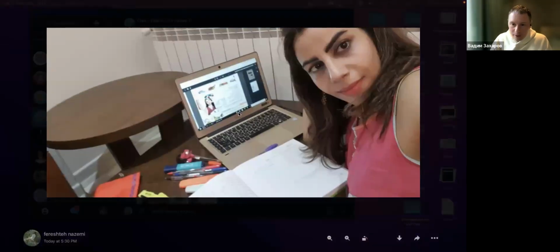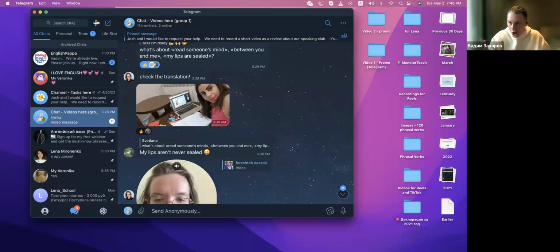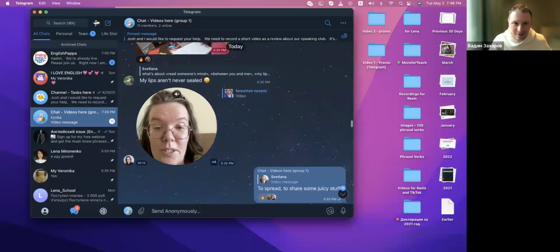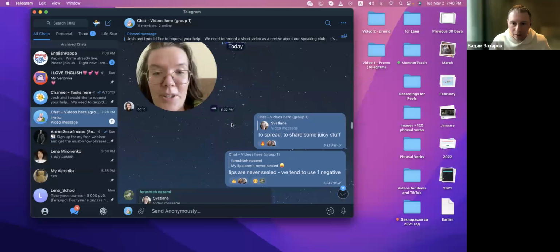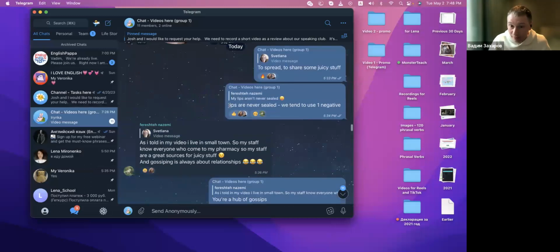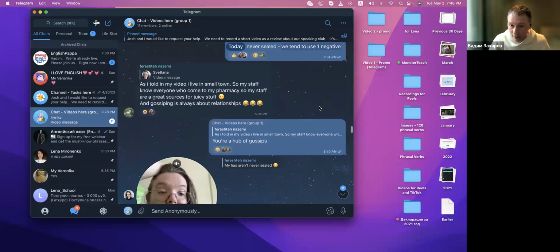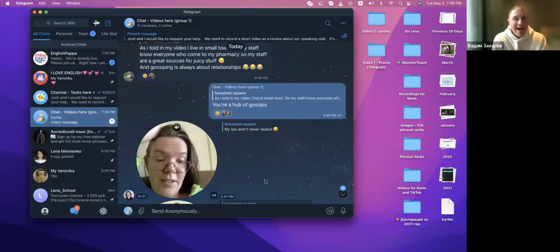Because here's a topic, but you still need to talk to somebody. So people are trying some crazy phrase like "my lips aren't never". They're making mistakes, for example. We are trying to correct them, help them. Lips are never sealed. We tend to use one negative. Okay. That's why speaking club is such a great place.